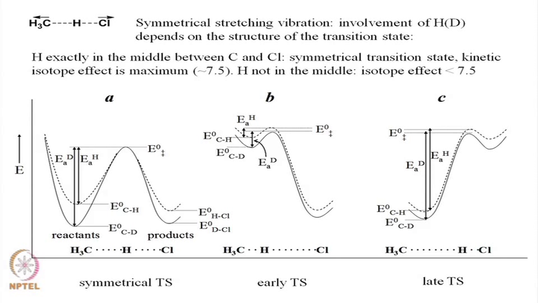Symmetrical stretching vibration involvement of H and or D depends on the structure of the transition state. If H is exactly at the middle point, it is a symmetrical transition state. If it is close to methane, I mean CH3, it is the early transition state, and if H is close to Cl, it is called the late transition state. If it is a symmetrical transition state, then the kinetic isotope effect is maximum, and if it is not in the middle, the isotope effect will be less.